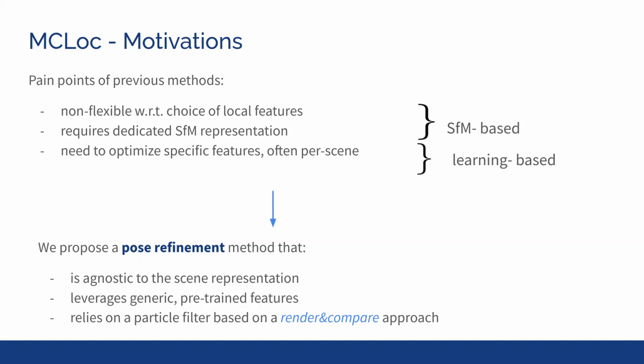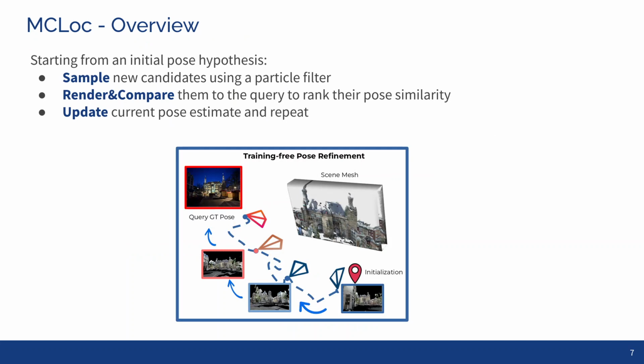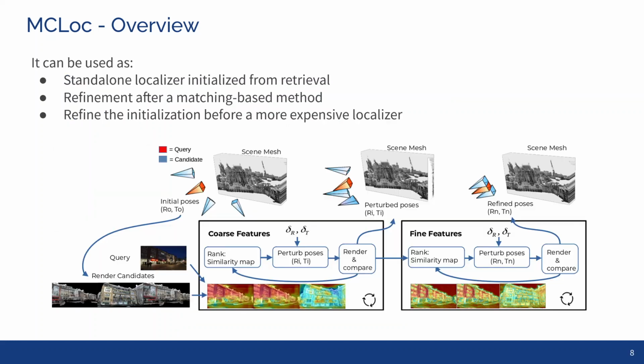We observe that if a renderable representation of the scene is available, generic pre-trained features are already suitable to evaluate the alignment of the query to the rendered images. To this end, we propose a refinement algorithm based on a render and compare approach, where a particle filter is used to sample candidates to be rendered at each step. This is an overview of our method.